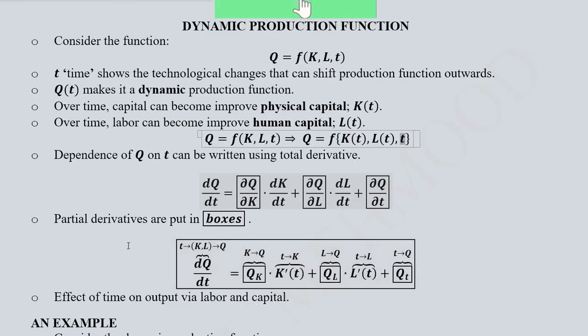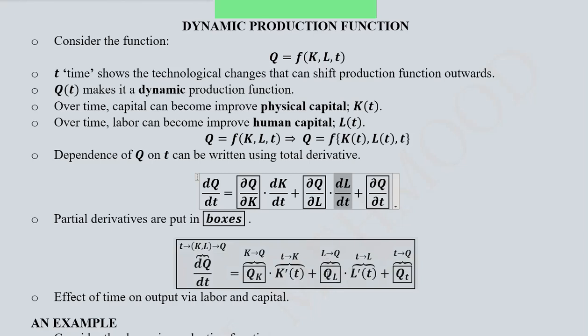Now we have tried to elaborate it even further. Partial derivatives were put in boxes. As you can see, they are put in boxes to differentiate them from the ordinary derivatives. Now you can pause the video and see how each of the terms is explained, because here the effect of time on output is observed. And we are writing them in this notation, which is more concise, that is q_t, the derivative of q with respect to t. Here the effect of time on labor.